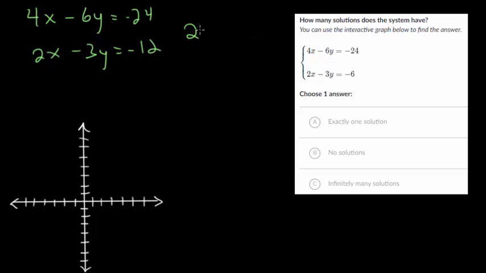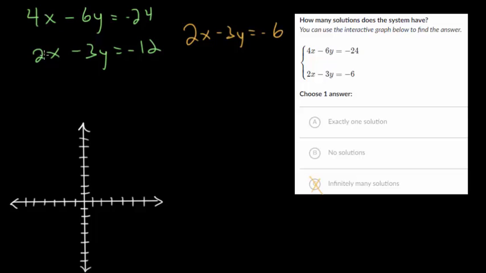And for this other one, let me use a different color here, we get 2x minus 3y is negative 6. So notice that the coefficients on x and y are the same in both of these, but they're not equal to the same number. So it's very similar to the one we did above, but now they're not reducing to the same line. So we know it's not going to be infinitely many solutions because they're not the same equation.